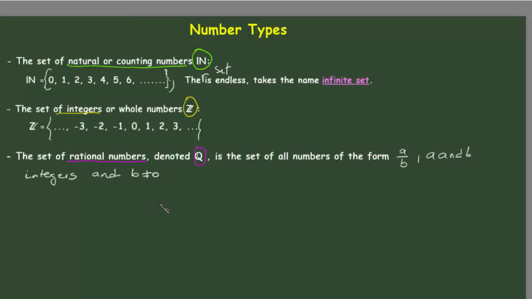We can have an example, 1/3, we can have 1/4, minus 2/3, or even a mixed number. For example, we can have 2 1/5 and something like that. We can have 12/25, etc., etc. All decimal numbers that terminate or recur are rational numbers.